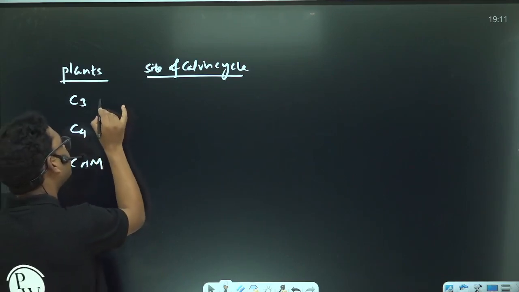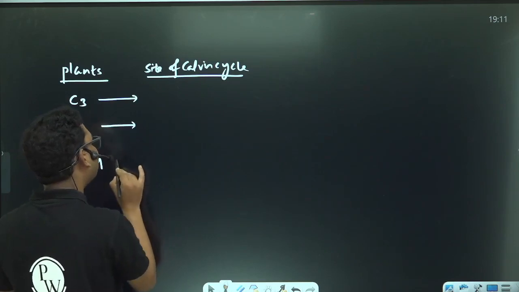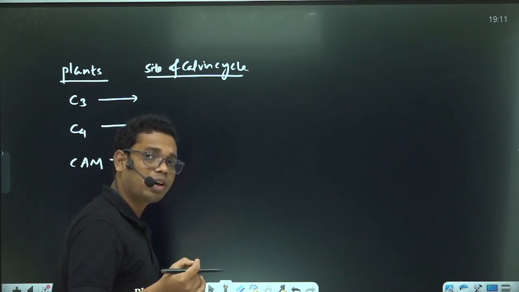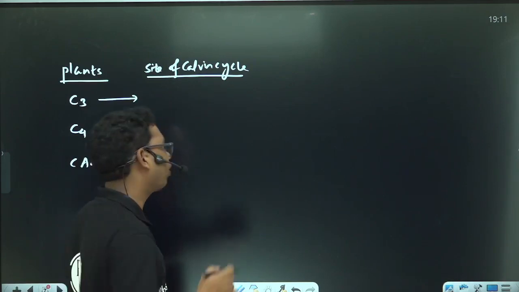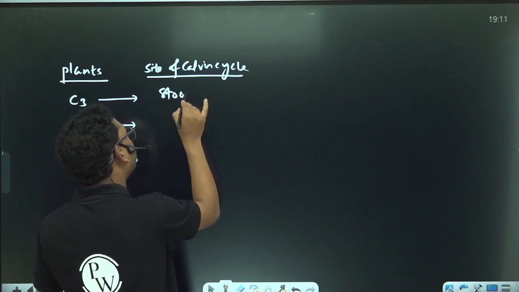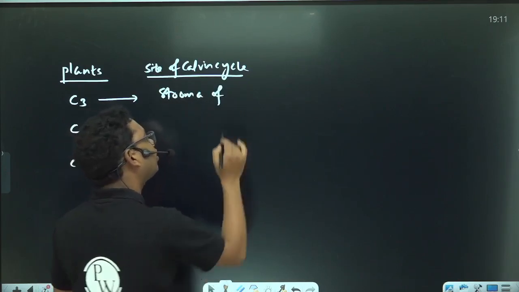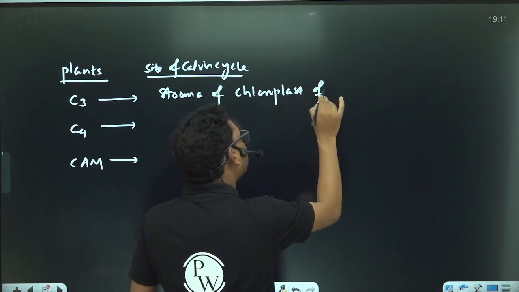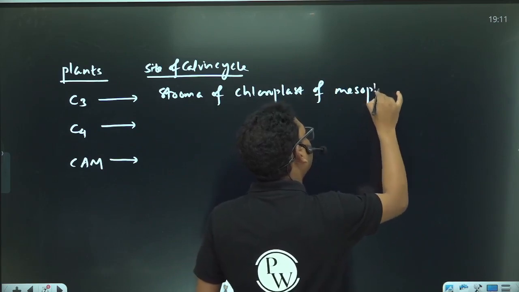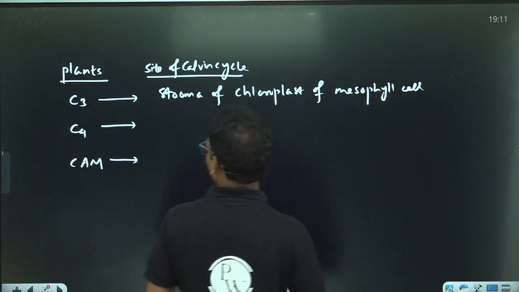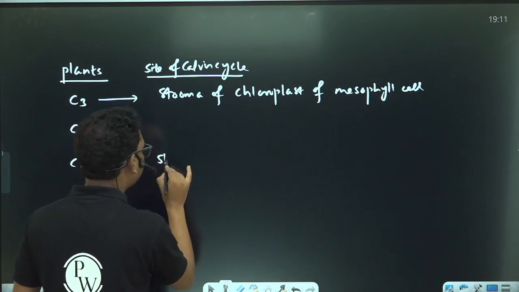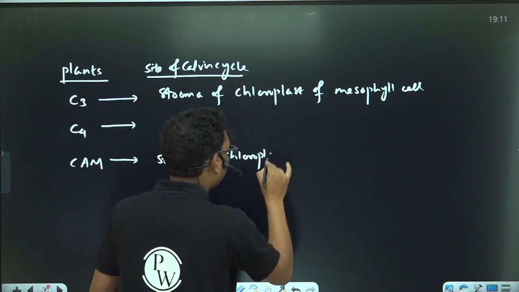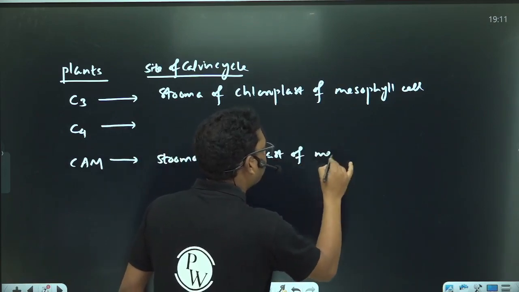In case of C3 plants, where does this Calvin cycle take place? It is the mesophyll cell. And in the mesophyll cell, it will take place in the chloroplast, and inside the chloroplast, it is the stroma. So it is the stroma of the chloroplast of the mesophyll cell. And in CAM plants also, it takes place in the stroma of the chloroplast of the mesophyll cell.